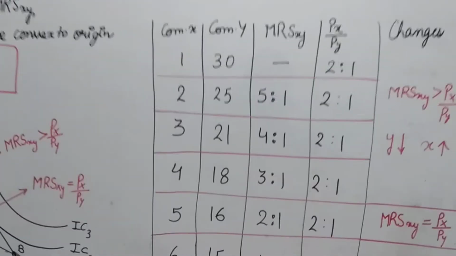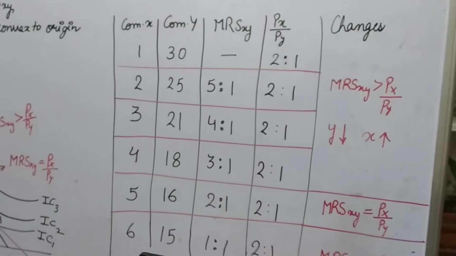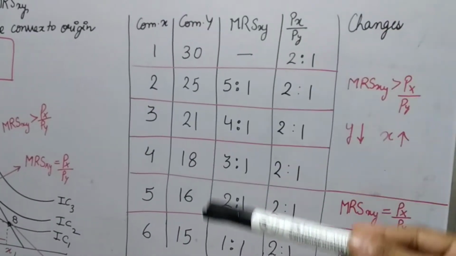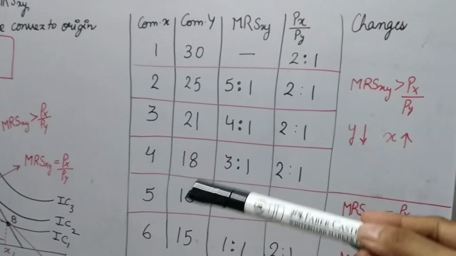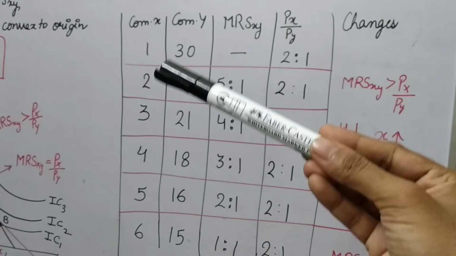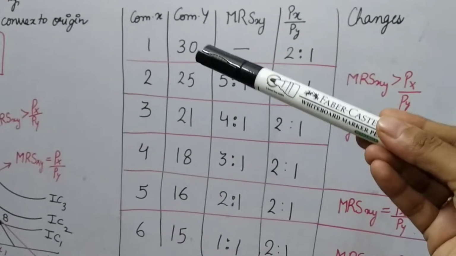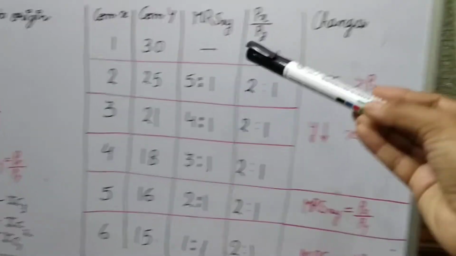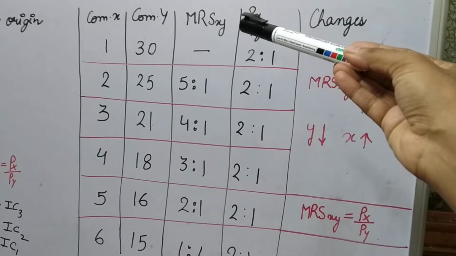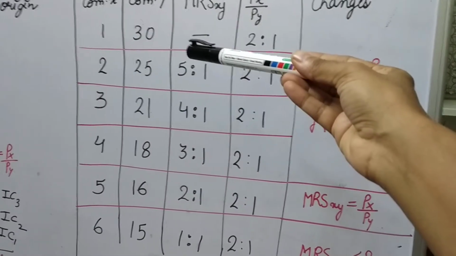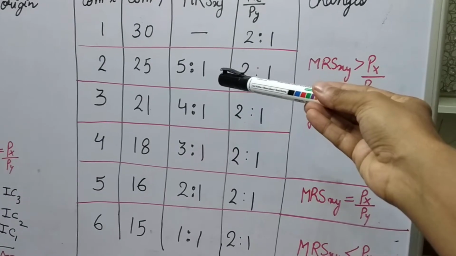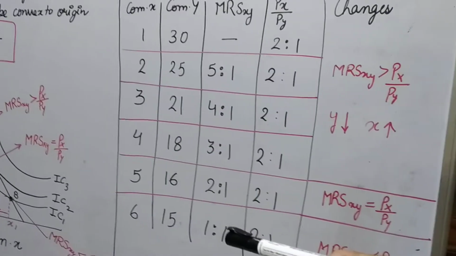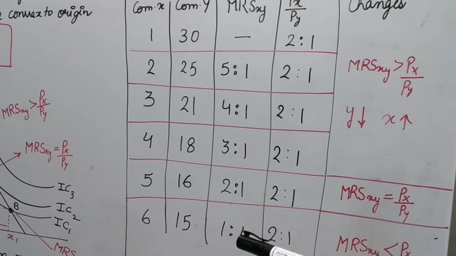Now let's see. First of all, we have taken commodity X. You can see the units of the X commodity are increasing, and the second one is commodity Y. Here you can see the units of commodity Y are decreasing. That means if the consumer increases the units of the X commodity, he has to reduce the units of the Y commodity. Now MRS of XY is delta Y upon delta X. So the change in the Y commodity is 5 units and the change in the X commodity is 1 unit. In this way we have calculated the MRS of XY. So it is diminishing. This is the reason for the convexity of the indifference curve.